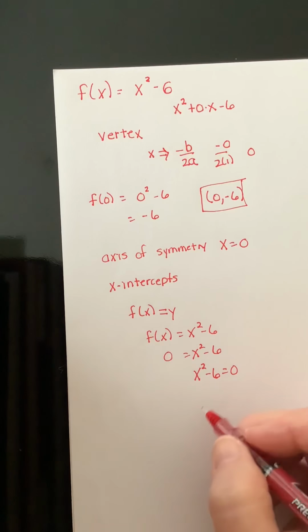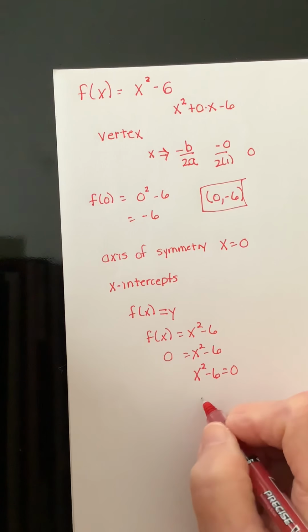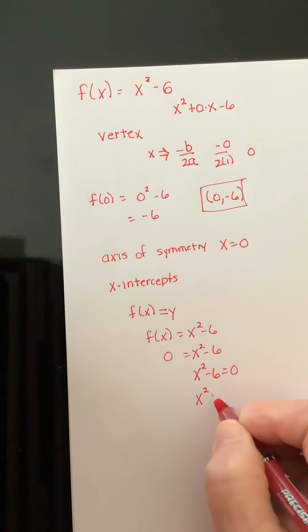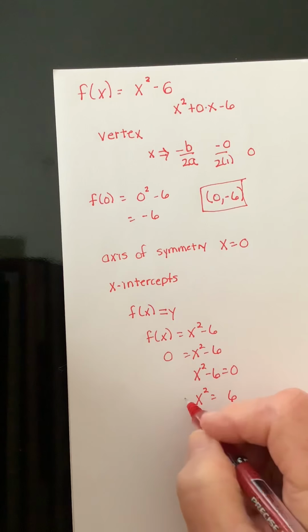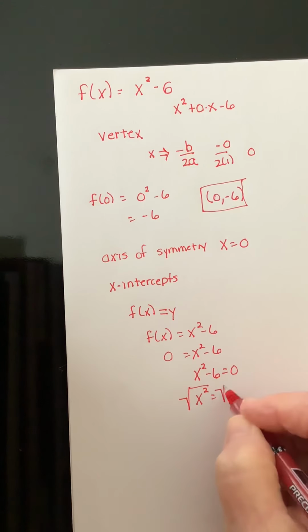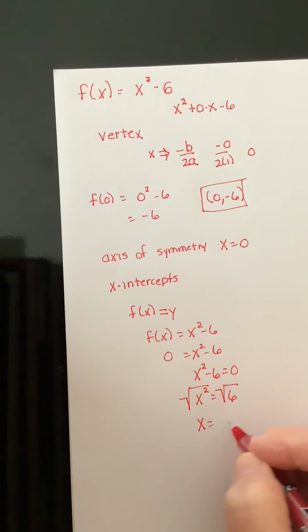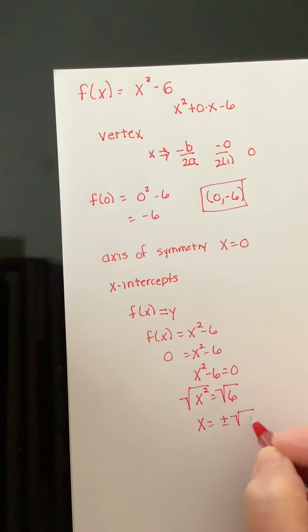That doesn't factor. This is not a perfect square, so this is what I'm going to do. X squared, I'm going to use the square root property, is equal to 6. Take the square root of both sides. Remember, I have to have two answers, so x is equal to plus or minus the square root of 6.